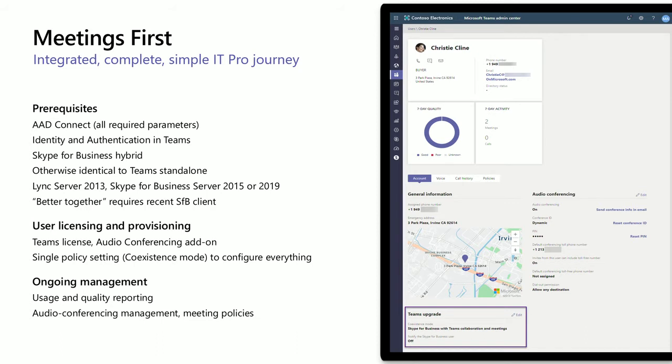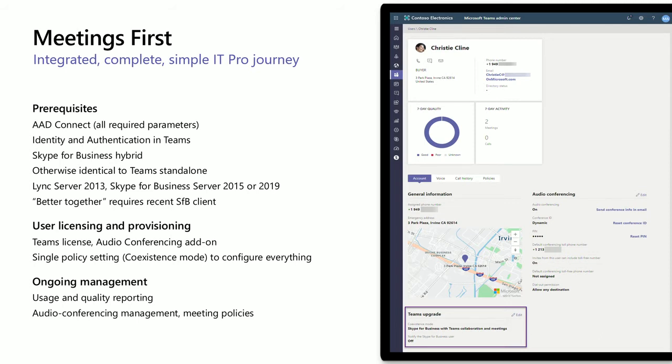From an ongoing management perspective, when we look at things like usage and quality reporting, the audio conferencing management, the meetings policies, all of that stuff, it's just your normal Teams administrative views, right? You can use the advanced call quality stuff, CQD v3, to go in and dig through your conferences. It's just normal Teams meetings at that point.